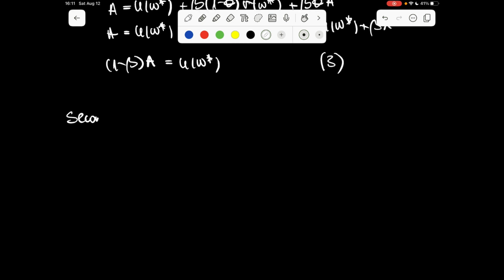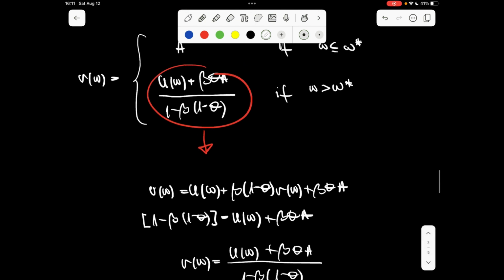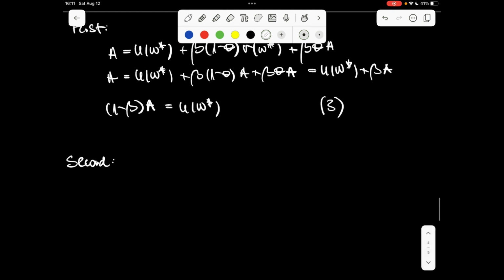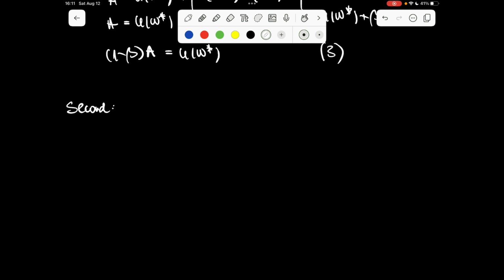Second, we can use the fact that we know the two sections of the value function, even if we don't know the exact values of A and the reservation wage. But we know that the value function has two sections. So from the definition of A, we can get to some interesting results.